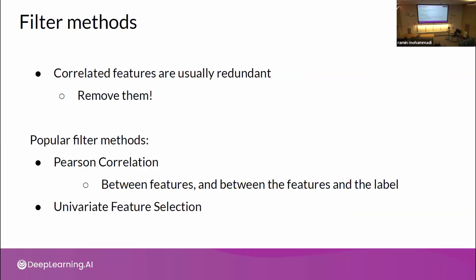Now, there are popular techniques that you can use for correlation. One of them is Pearson. You all have probably heard of Pearson, right? Okay, good. The other one is also a univariate feature selection.